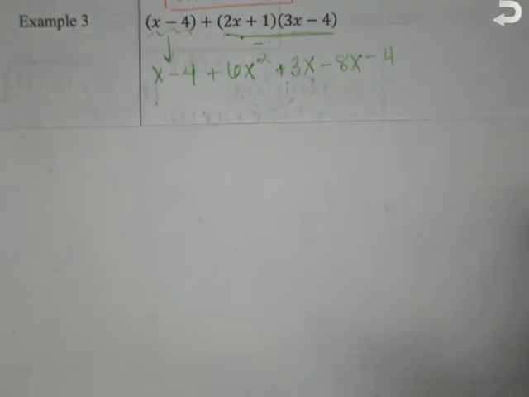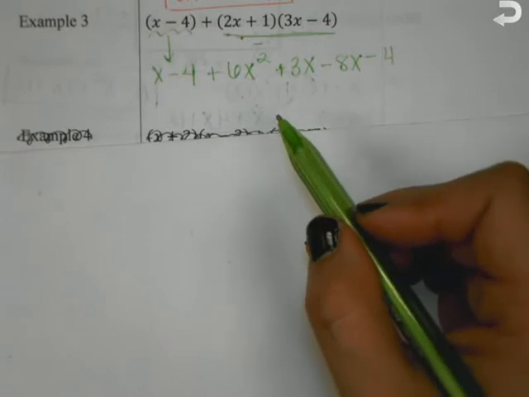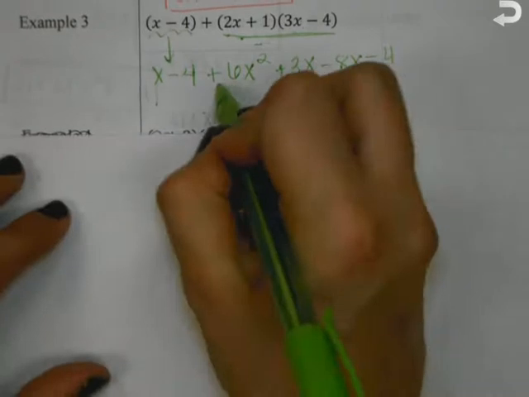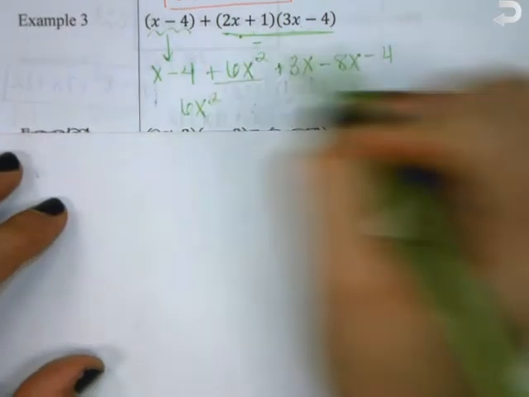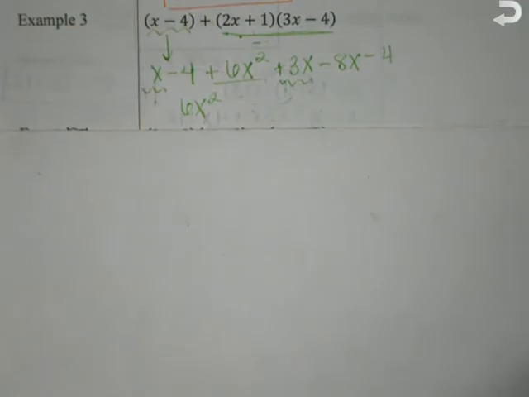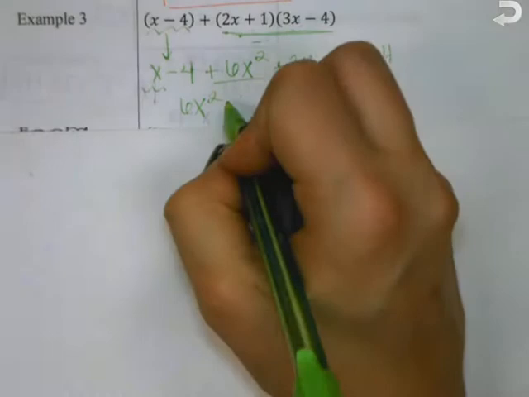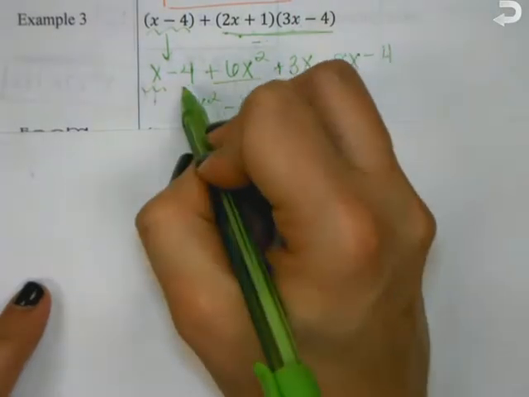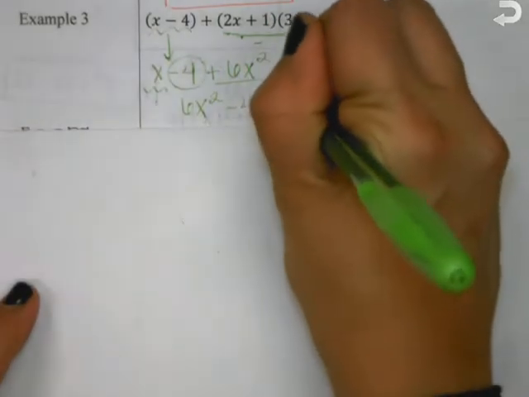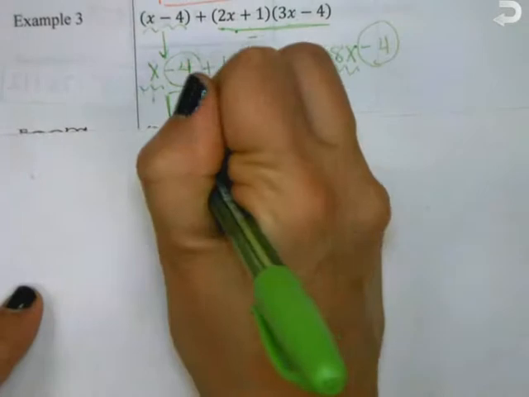Okay, now I can combine what? Thank you, like terms. I have 6x squared. Okay, 1x plus 3x, what does that give me? 4x. And what's 4x minus 8x? Negative 4x. Negative 4 minus 4, what does that give me? Negative 8. So my answer is 6x squared minus 4x minus 8.